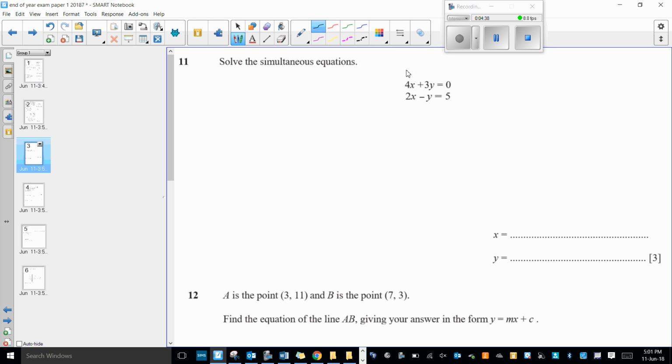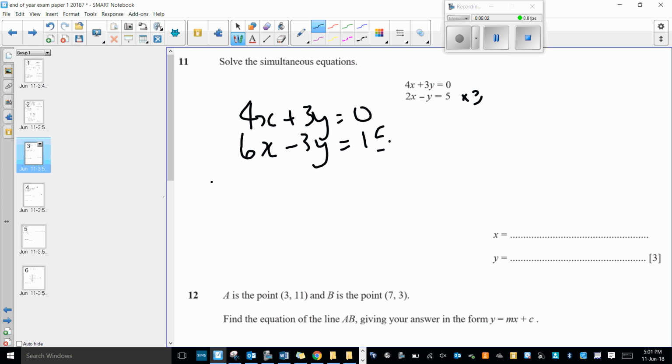Simultaneous equations, so I need to make sure I've got the same coefficient for either x or y. I'm going to make the y coefficient the same because I can see they've got opposite signs already. So I'm going to multiply this whole second equation by 3. So I've got 4x plus 3y equals 0, and 6x minus 3y equals 15. Add those two together, that then eliminates that.